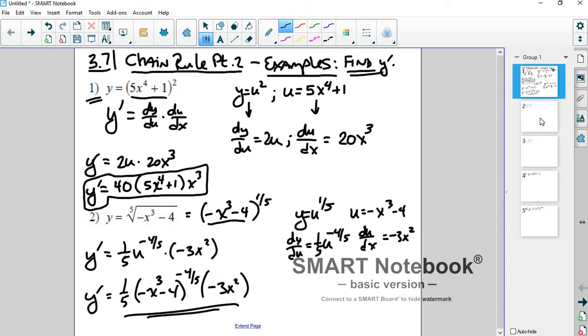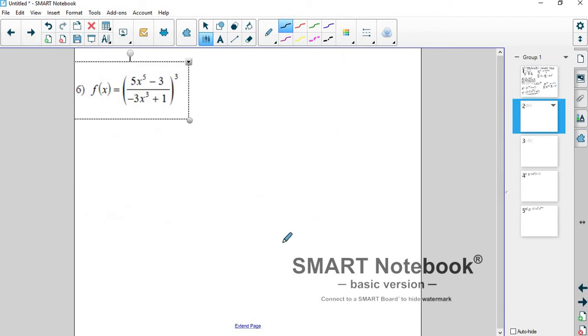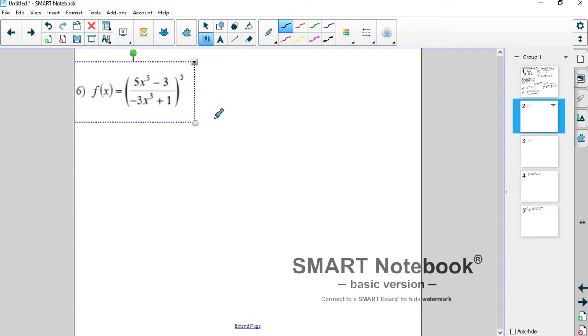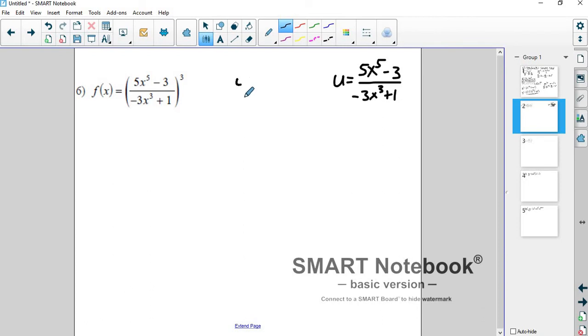Okay? Now, what happens when we need to put the chain rule in tandem with our other rules? Problem number 6 from the extra worksheet that you had is a group raised to the third power, but that group, my u, is a big old fraction, (5x^5 - 3) over (-3x^3 + 1). And so we have y equals u to the third, but u is this. What do we have to do here? We have to do a quotient rule here.